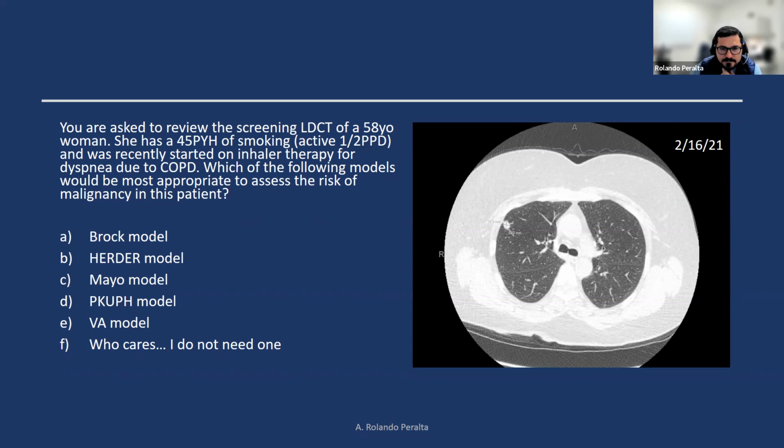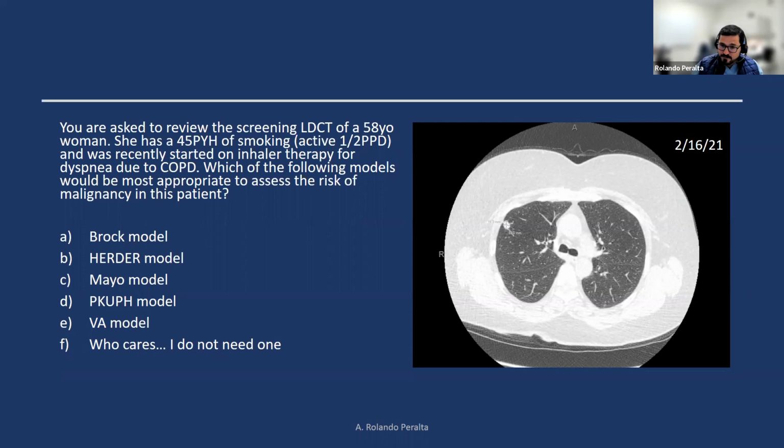All right, I got a Brock here. Brock. Right, and I like that answer. The correct answer is Brock. And the rationale for that is that this patient is not an incidentally found lung nodule, it is a low-dose CT for lung cancer screening purposes. So the prevalence of malignancy in this particular patient is lower than what it is in other models. So if you're going to use one, you should use the appropriate one, in this case, Brock.